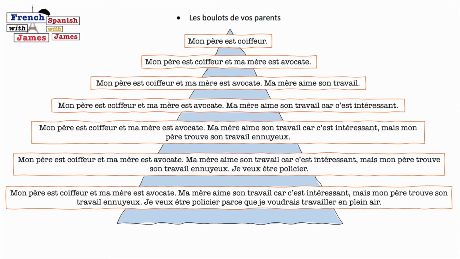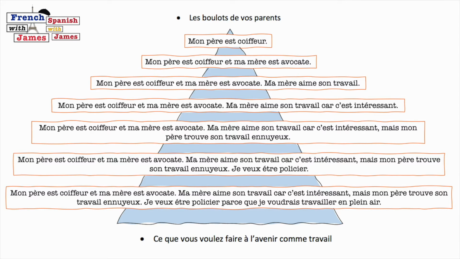And again, we could extend this even more by giving more details. Why do you want to be a police officer? Je veux être policier parce que je voudrais travailler en plein air. I want to be a police officer because I would like to work outdoors.